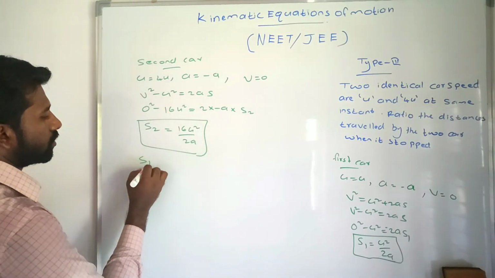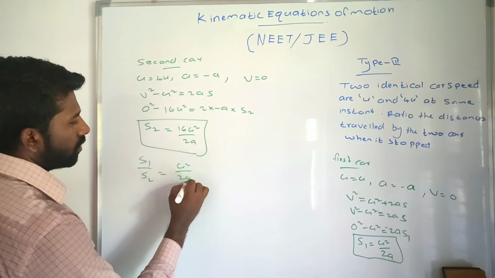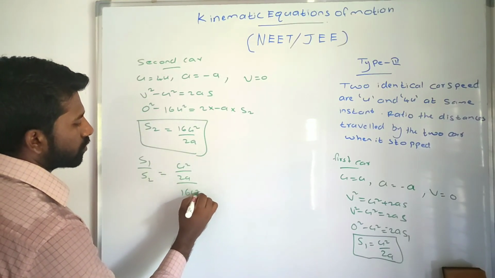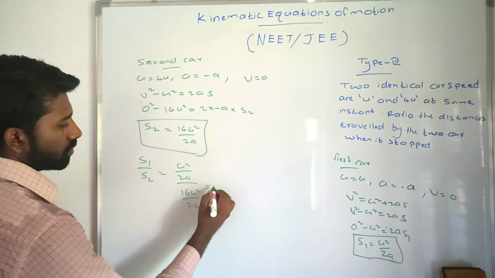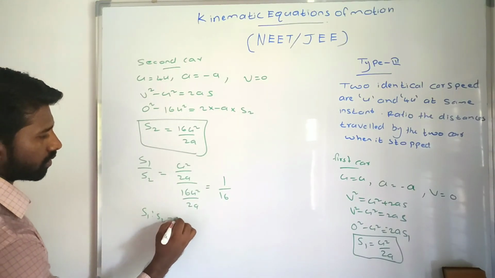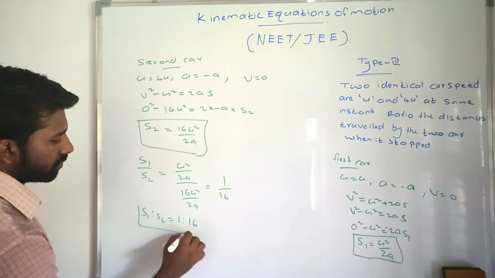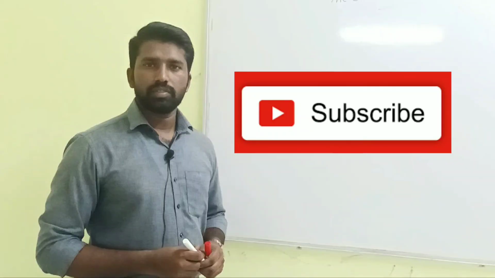Then I will take out the ratio s1 by s2. What is s1? u square by 2a divided by 16 u square by 2a. 2a cancel. Then u square cancel. So what will I get? 1 by 16. So s1 is to s2 is equal to 1 is to 16. Okay, this is our type 3.